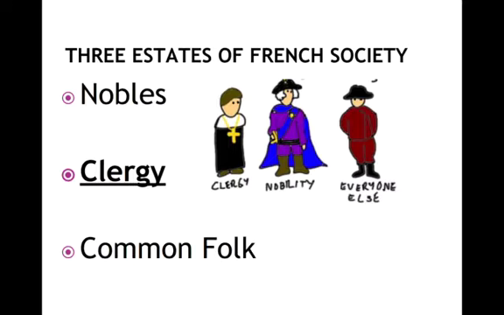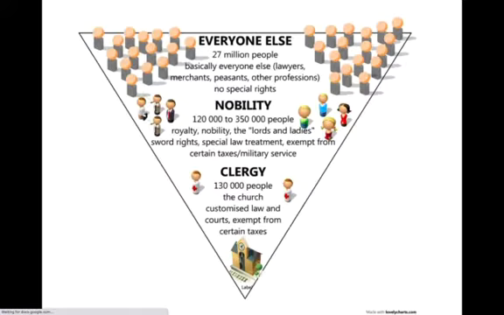Now, the three estates of French society included the nobles, those are the aristocrats, okay, the clergy, which is another fancy word for the church, and then the third estate was just the common folk, okay? Your everyday people. If you weren't nobility, you weren't part of the royal lineage and nobility, and you weren't a member of the church, you were just considered the common folk.